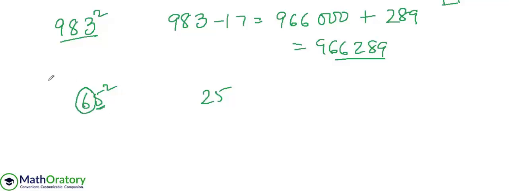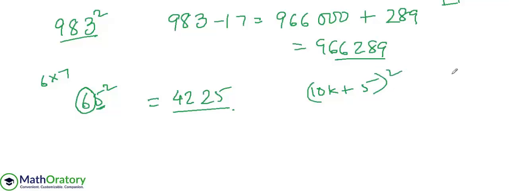right? So what you need to do is you need to multiply 6 to the next number, which is 7. So 6 into 7, that is nothing but 42. So the result is 4225. So that is a square of 65 out here. The logic is again as simple as that. You can just square this up and check the result yourself. You'll understand what is happening here. So 65 square is 4225.